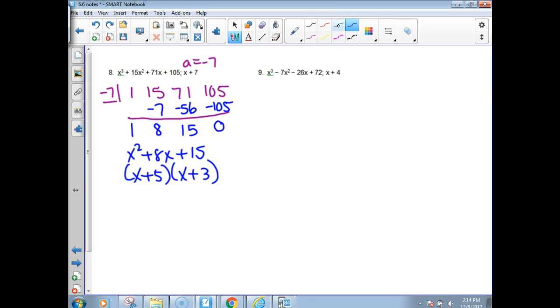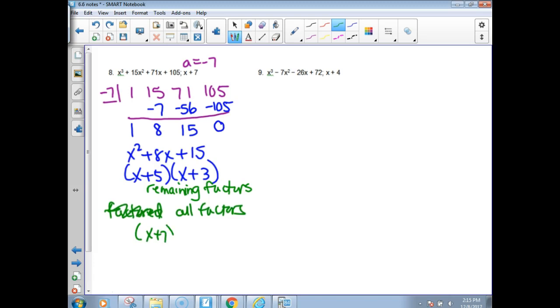You can see that factoring has kept going with us throughout the units. Got to know how to factor. All right, so these are the remaining factors. And what that means is there are more factors than that, because there's the one I started with. So factored, all factors, is x plus 7 times x plus 5 times x plus 3.